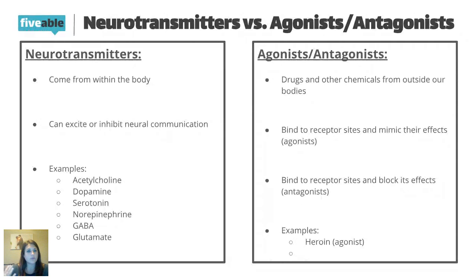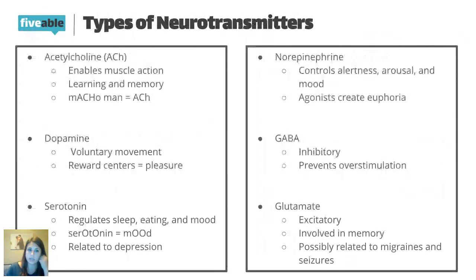All right, so that's the difference between neurotransmitters and agonists and antagonists. Now I want to look specifically at the different types of neurotransmitters. For these, I have a few tips and tricks to remember them, and some of them are just more memorization. So the first one you need to know is acetylcholine.